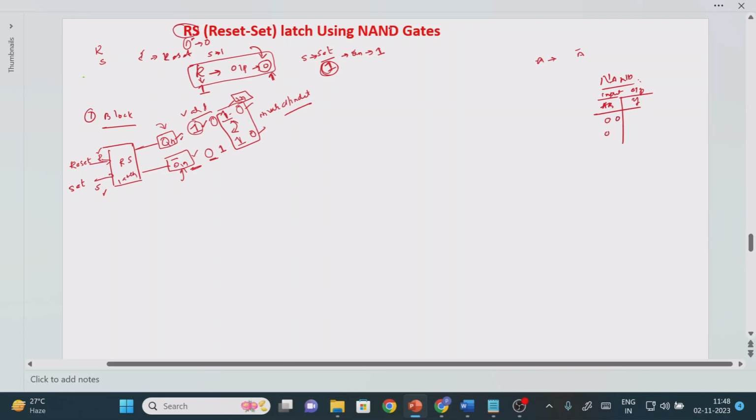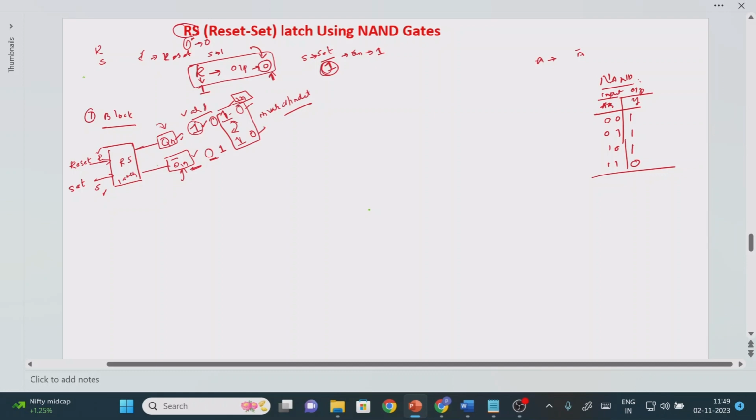So 0 0, 0 1, 1 0, 1 1 are the input values. For the AND gate, the output is 1 only when both inputs are 1, and in all remaining cases it is 0, right? So in case of the NAND gate, what is the output value? 1 1 1 0. It is just the opposite of the AND gate operation. So this is the NAND gate logic, right?